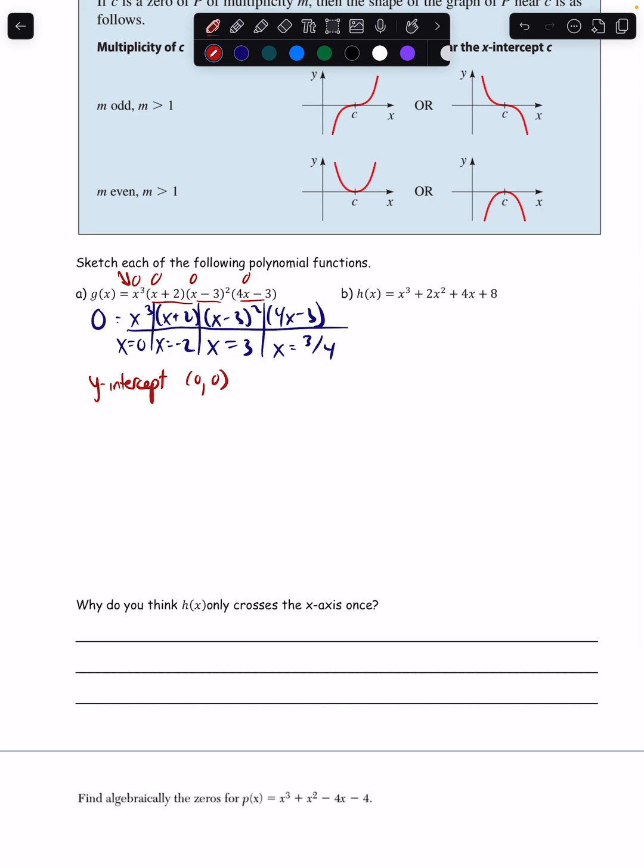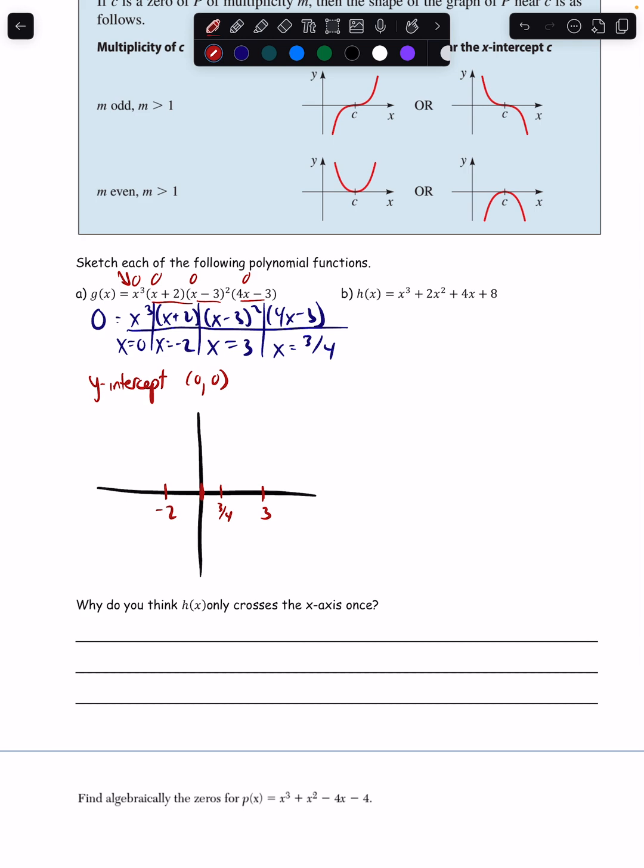So let's take a look at what our sketch is going to look like. So it's going to cross at 0, 0. Because that's our y-intercept. And then let's do our x-intercepts. So we have an x-intercept also at 0, so right there. We have an x-intercept at negative 2. We have an x-intercept at 3. And then we also have an x-intercept at 3 over 4. Okay, so we plot all our intercepts.